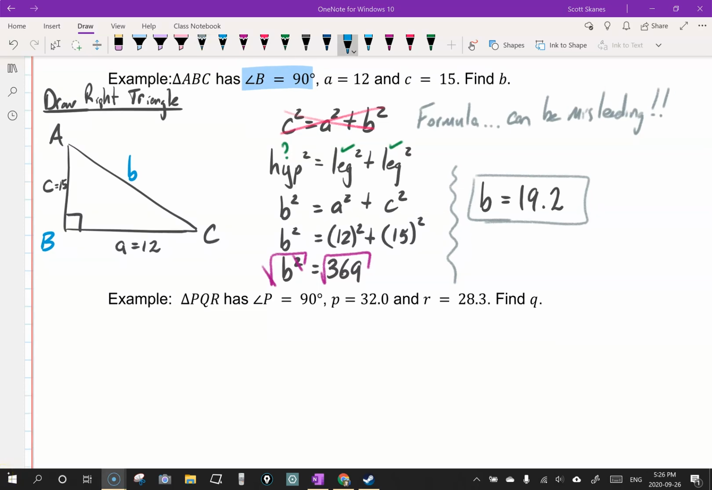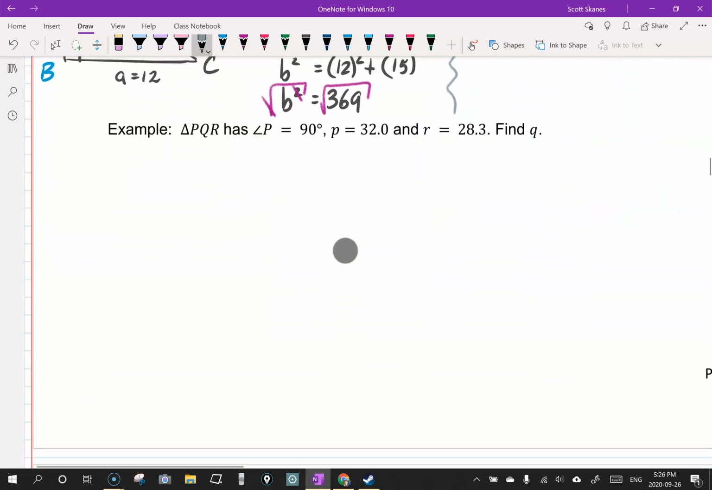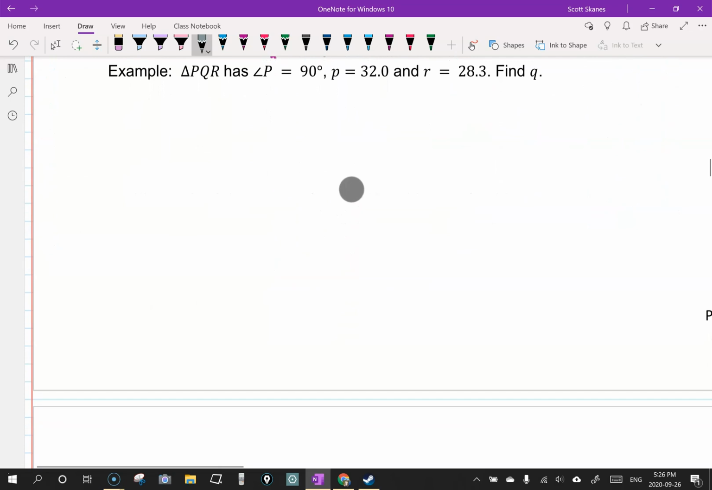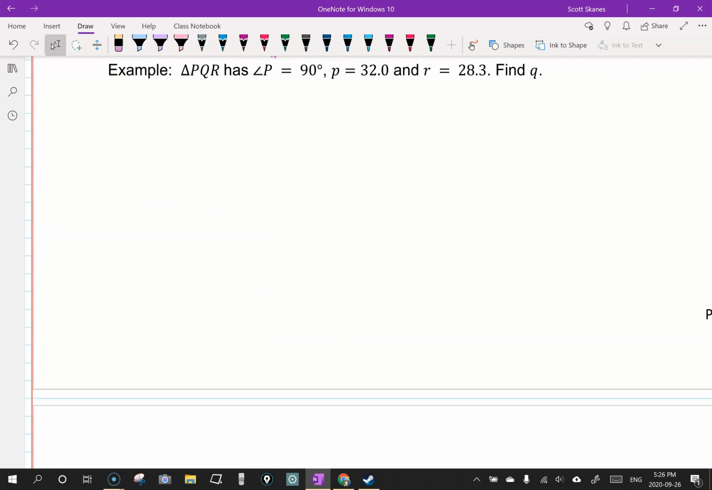So the only other thing I would add here is that some students like to leave it as the square root version, 3 square root of 41, which is technically the full exact answer. That's okay, you can leave the decimals, and usually we round to one decimal place. Let's move on to the final example of this video. Example, triangle PQR has the angle P of 90 degrees, P equals 32, and R equals 28.3. It says to find Q.